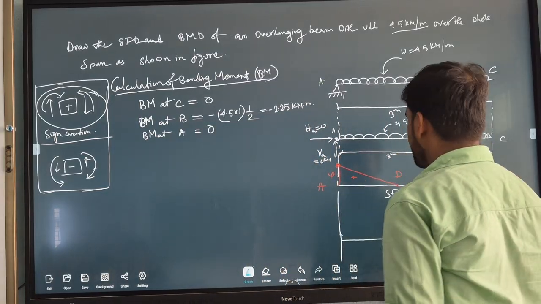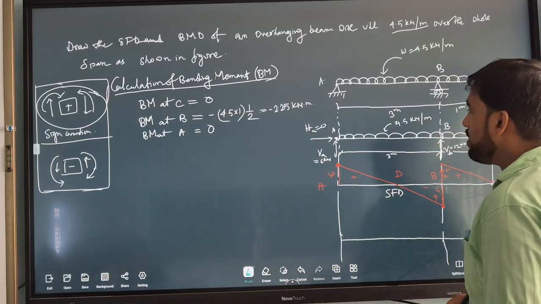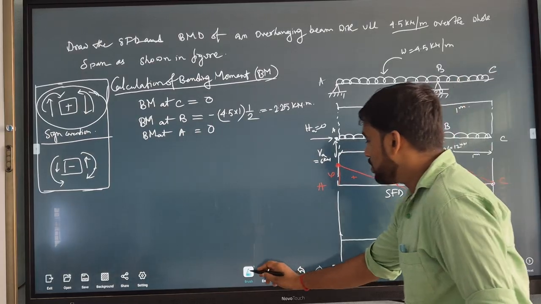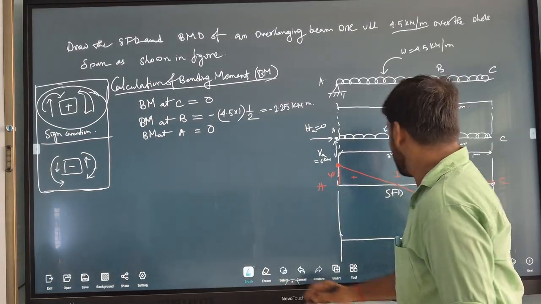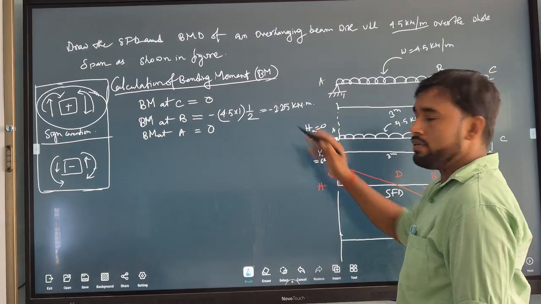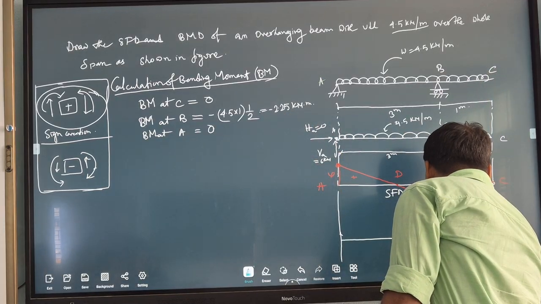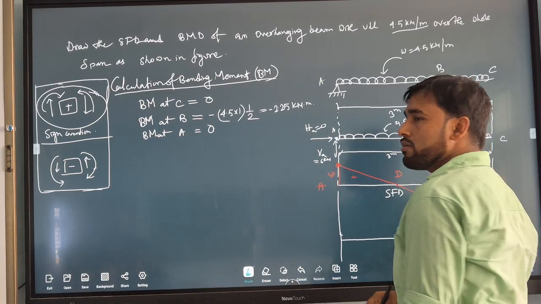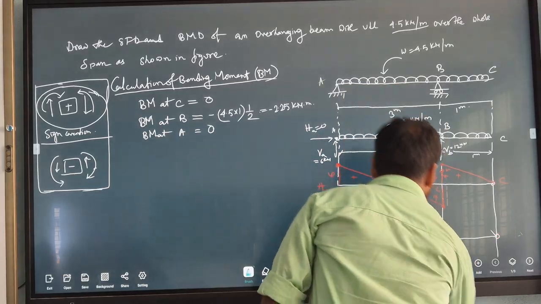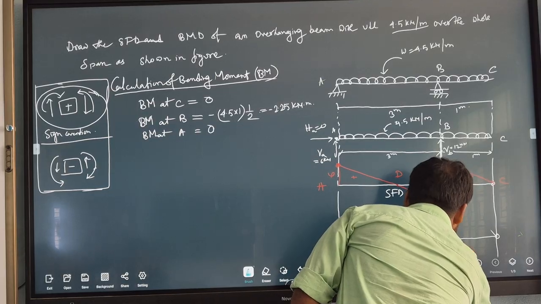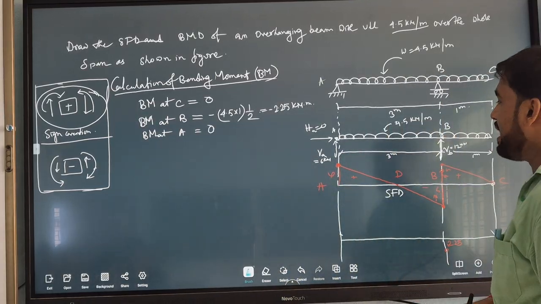Now draw the BMD. Moment at C is 0. Moment at x is equal to your 0. Moment at B is minus 2.25. So let us say this amount here is minus 2.25, and at A.